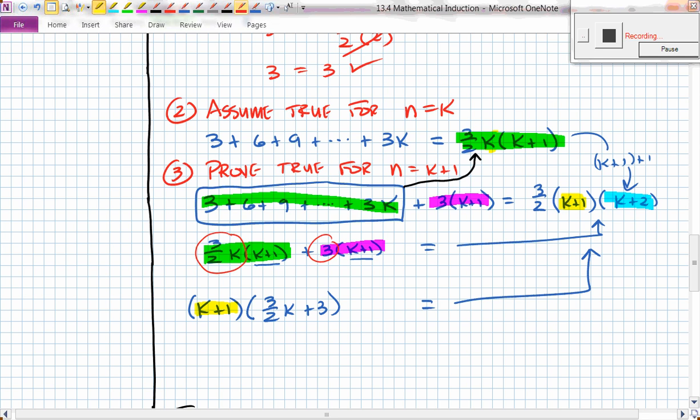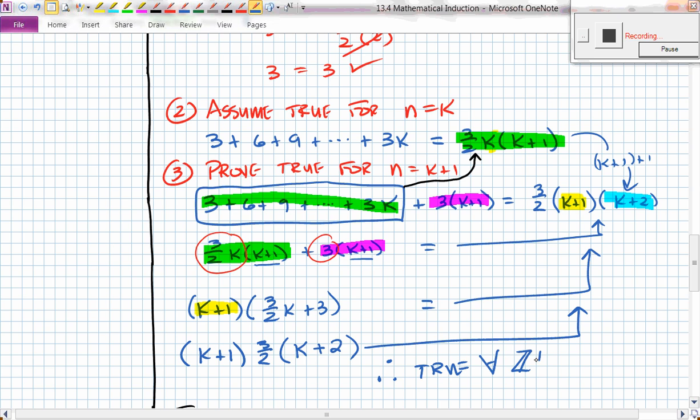Here's the trick. Once you see the trick once, you use it over and over again. So k plus 1, just factor out a 3 halves. And then ask yourselves, 3 halves times what is 3 halves k? K plus 2. K. And then 3 halves times what is equal to 3? 2. Well, there it is. Bang. You're done. You got it. Slick, huh? Super slick. Therefore, finish it up. Therefore, your statement is true for all positive integers n.